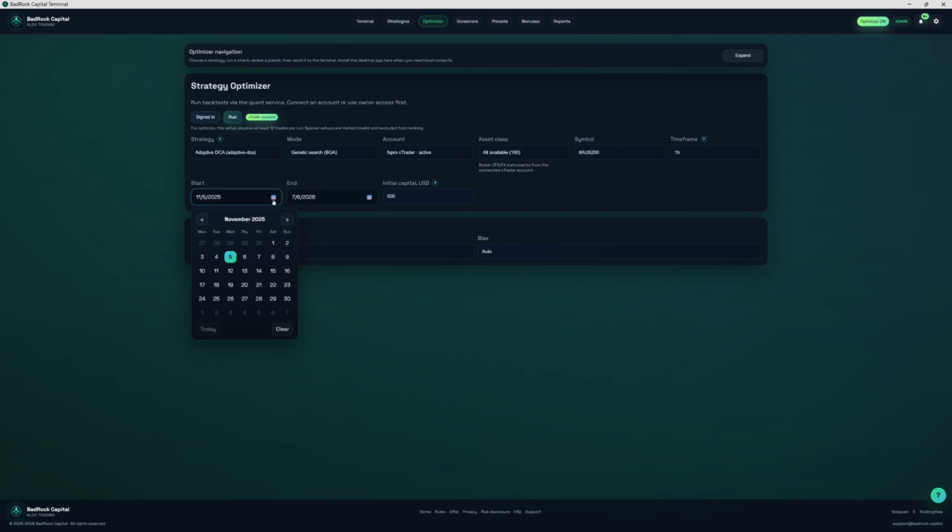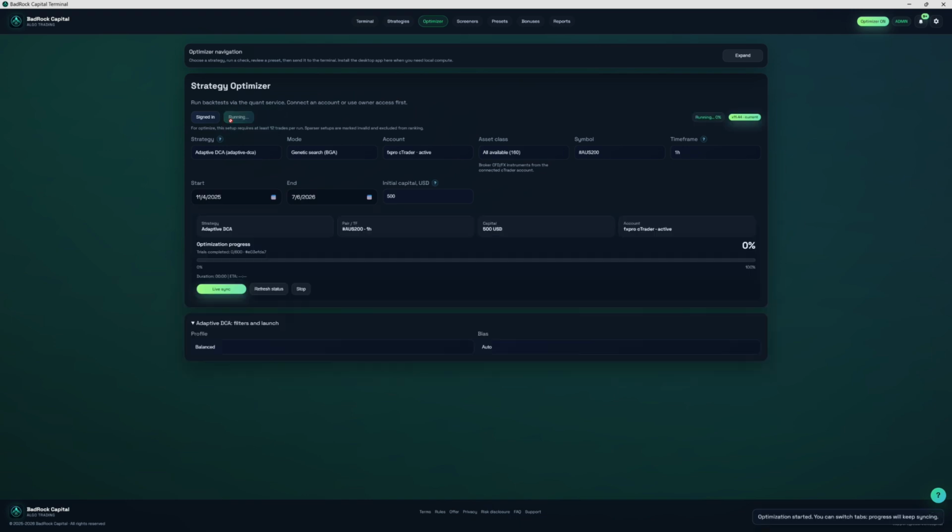Today, we will show you how to properly test and optimize the Adaptive DCA strategy, validate it on data that was not used during optimization, and prepare the preset for deployment in the BadRock terminal. And we will not begin with the run button. We will begin with capital and risk.